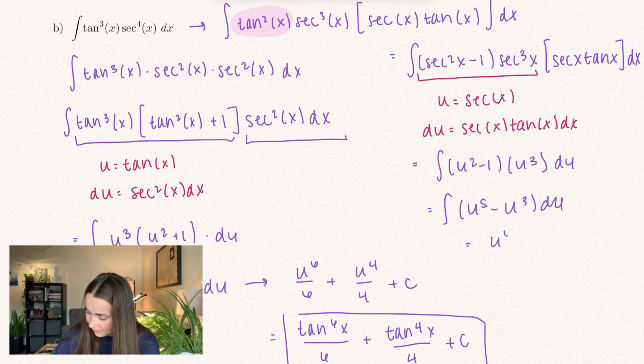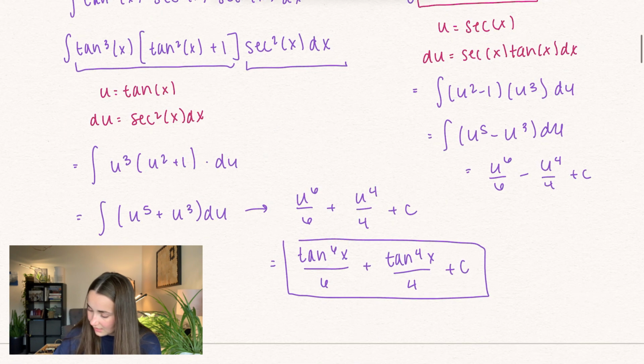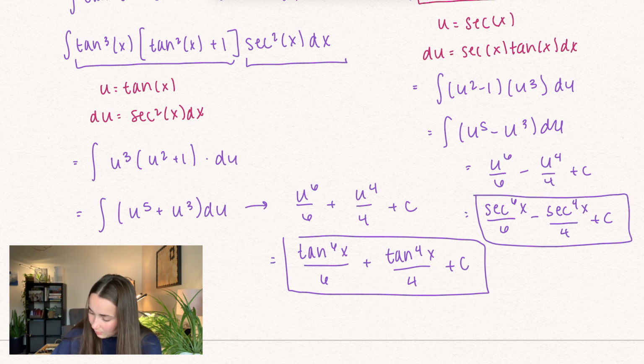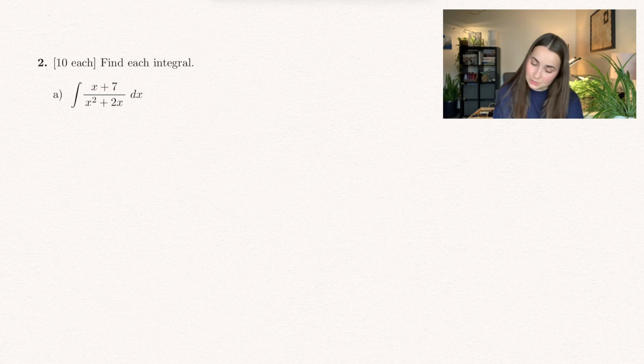When we take the antiderivative, we get u to the 6 over 6 minus u to the 4th over 4 plus c, which is going to be equal to secant to the power of 6 of x divided by 6 minus secant to the power of 4 of x divided by 4 plus c. And then these two solutions are both correct, right? They're equivalent, has to do with the identities, right? Okay, number 2, we're going to find each integral.